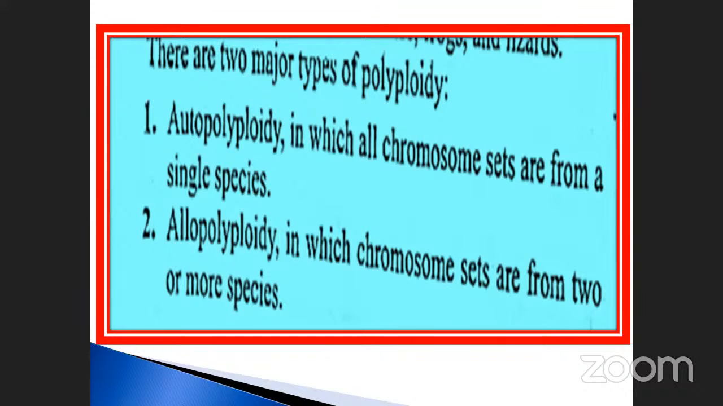Allopolyploidy, what is the meaning of allopolyploidy? It means different species are there, in which the chromosome sets come from 2 or more species. Already I told you Solanaceae is one of the families. For the hybridization process they took, for example, tomato as well as potato.